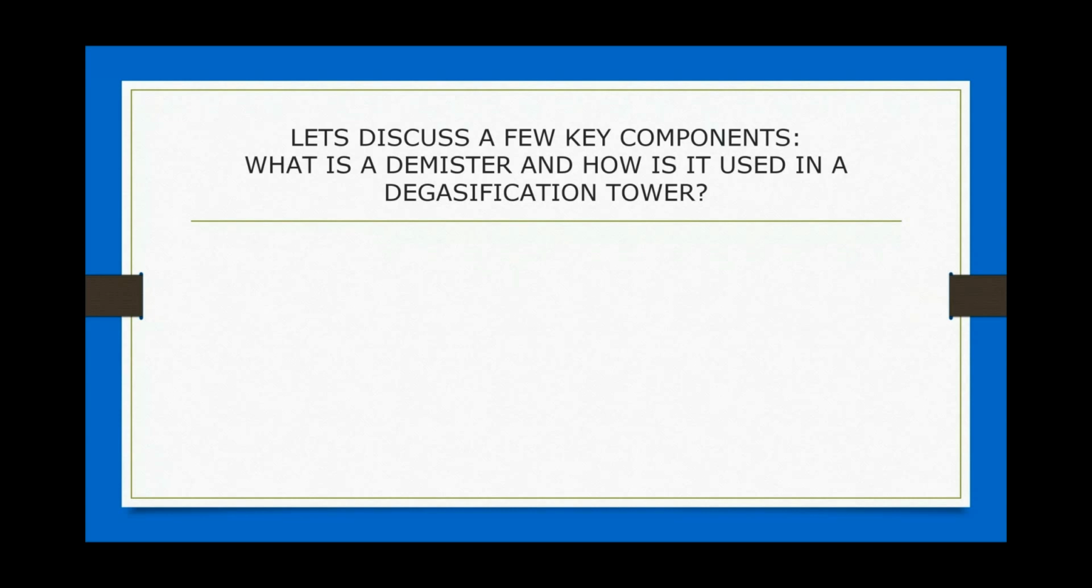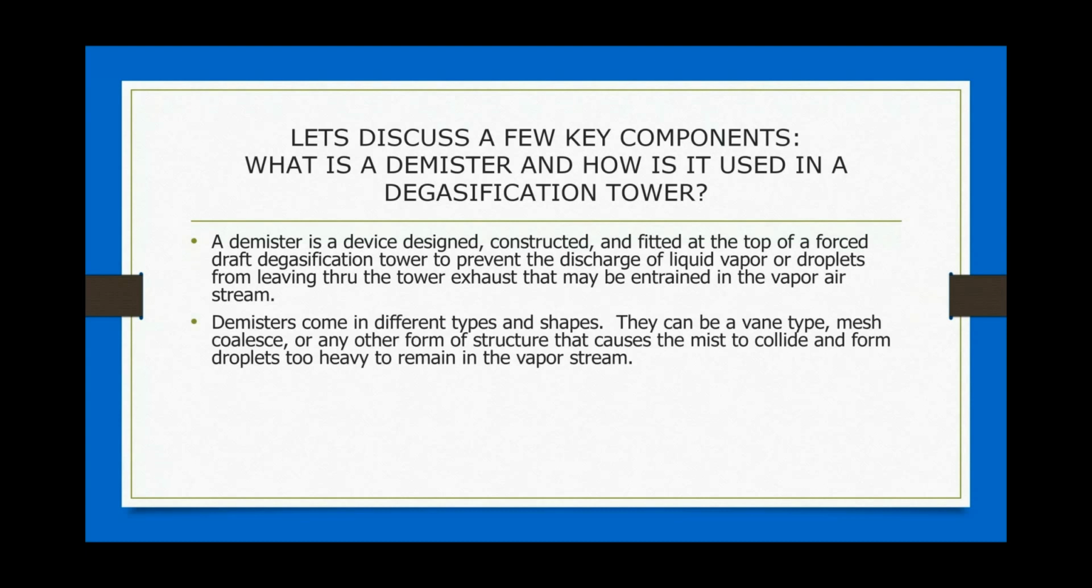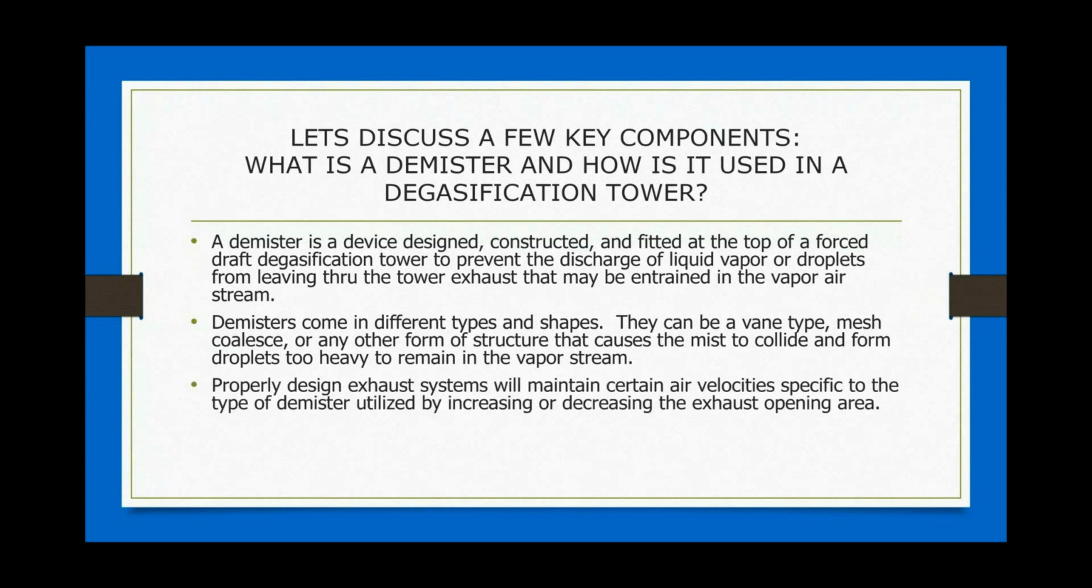So a demister, which is located in a degasifier, and how it's used in the degasification tower. A demister is a device designed, constructed and fitted at the top of a forced draft degasification tower. It prevents liquid vapor or droplets that may be entrained in the vapor airstream from leaving through the tower exhaust. Demisters come in different types and shapes. They can be vane type, mesh, coalescing, or any other form of structure that causes the mist to collide and form droplets too heavy to remain in the vapor stream.